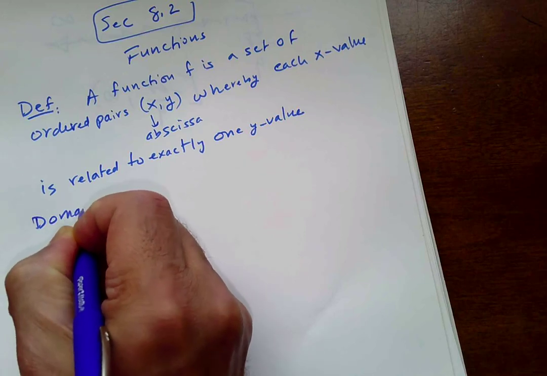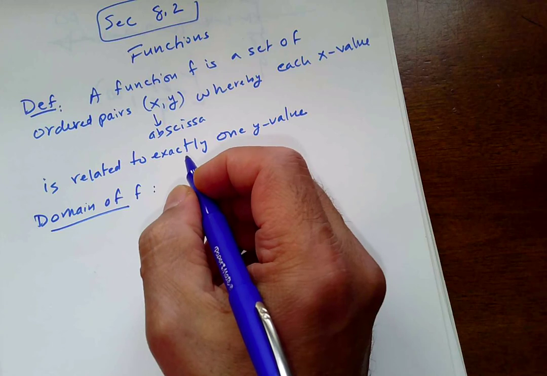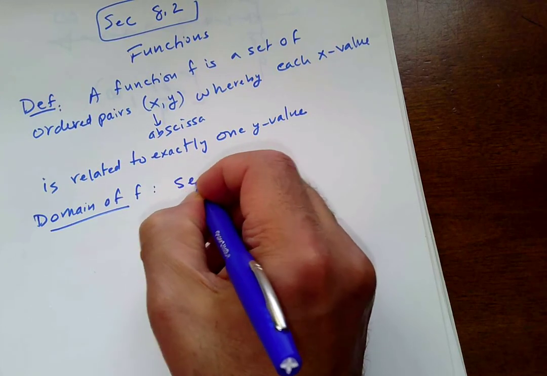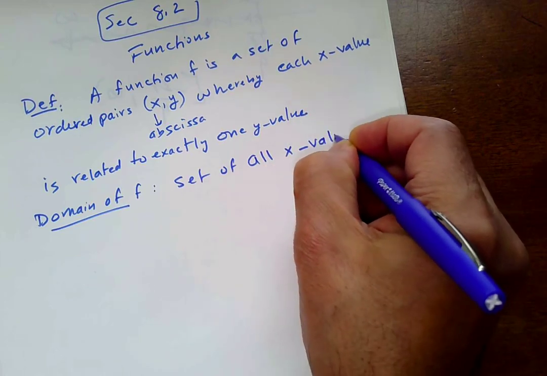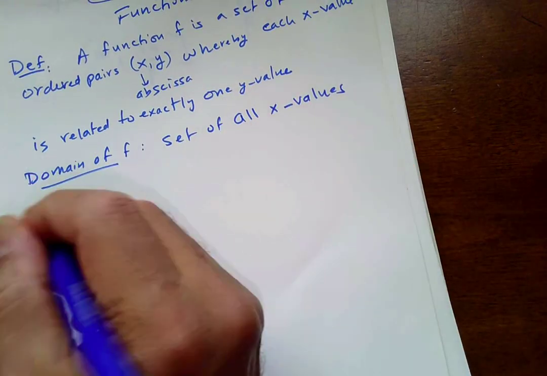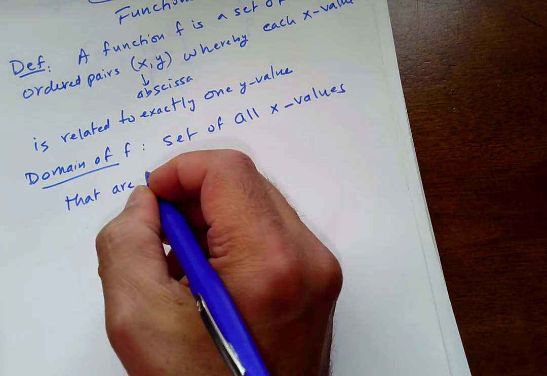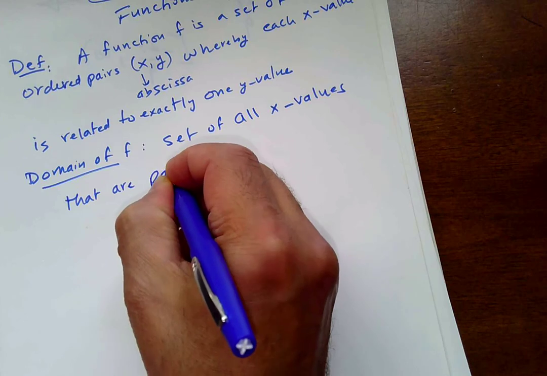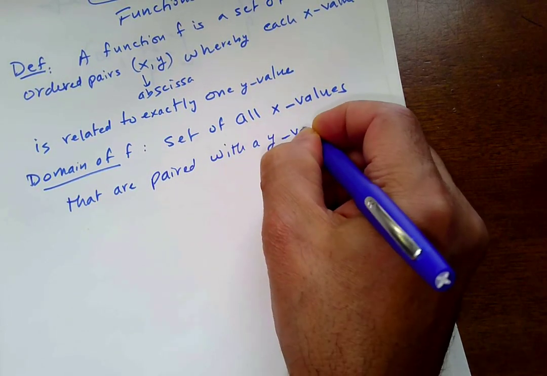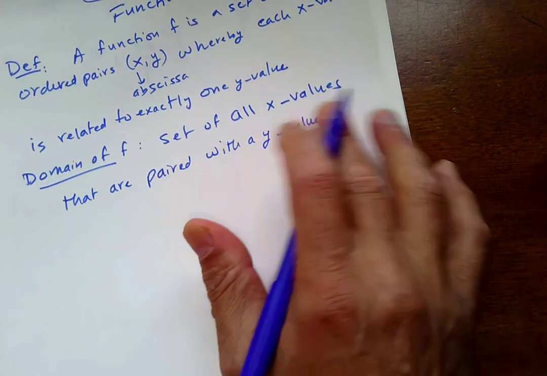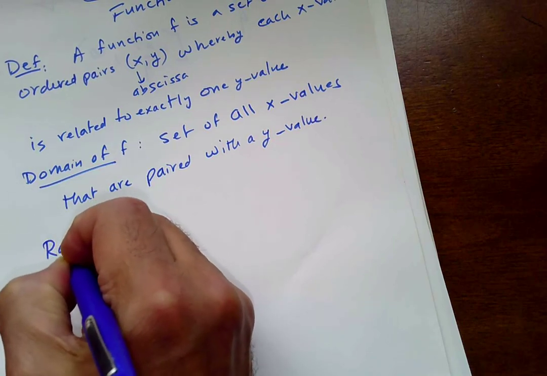Domain of a function: it's the set of all x values that are paired with at least one y value. And just like the x values have a domain, the y values have what we call a range.